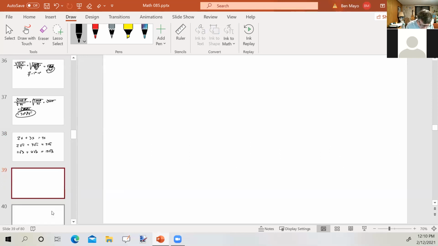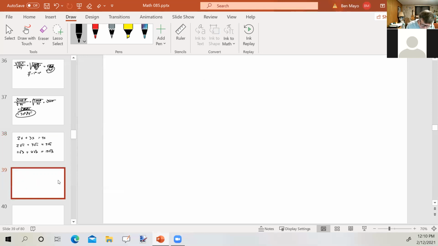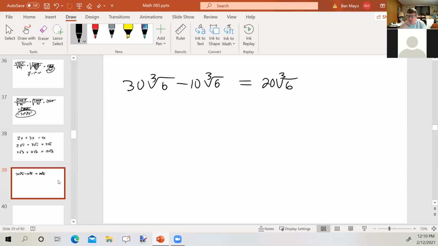Sorry, I shouldn't have taken that away so fast. What's 30 cube roots of 6 minus 10 cube roots of 6? 20 square roots of 6. Oh, it's a 6, sorry. So you'd say 20 cube roots of 6. You said square root, but it's a cube root. Oh, my bad. That's okay. I'm just being picky.